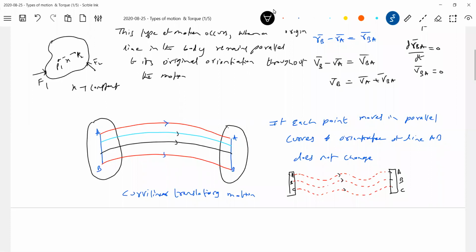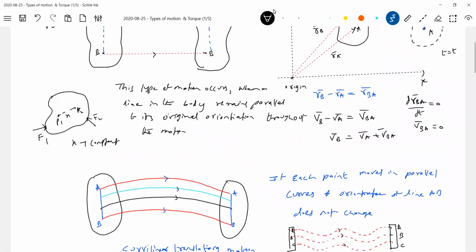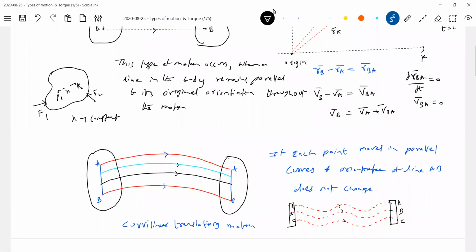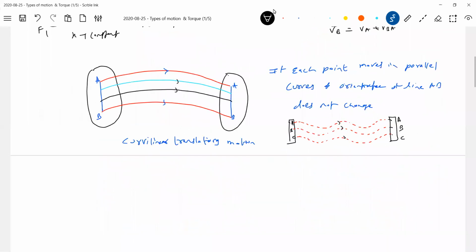So like this, we define a translatory motion. What will happen in translatory motion? The distance between any 2 points will remain constant, simplest way. And they need not move in a straight line. They can move in a curved path also. Okay, this is about the curvilinear difference.